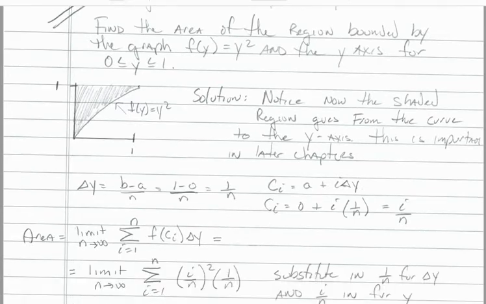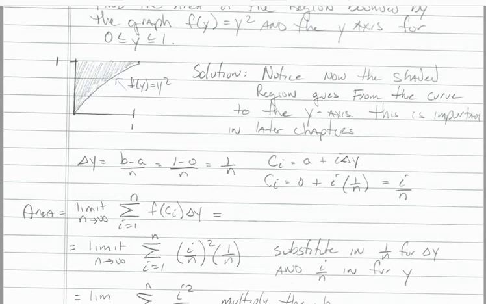Alright, so let's walk through this real quick. First step, still finding delta y. Delta y is b minus a divided by n, so it's going to be 1 minus 0 over n. That's our delta y. We're going to solve this problem using the limit process, so we have to find ci. Ci is still a plus i delta y. Let's use the right-hand approach just for simplicity. So ci is equal to 0 plus i times delta y, which is 1 over n. So our ci is i over n.